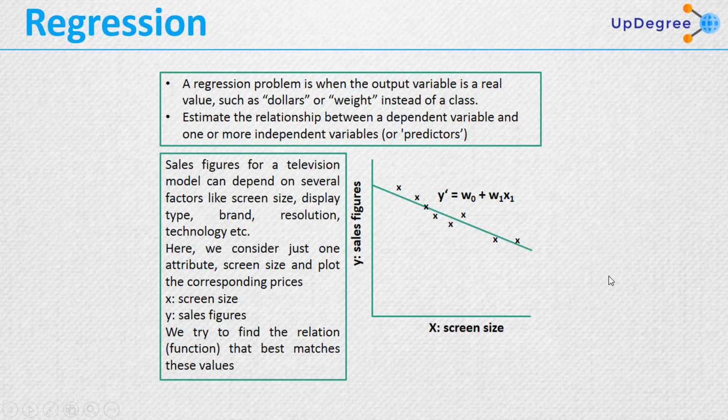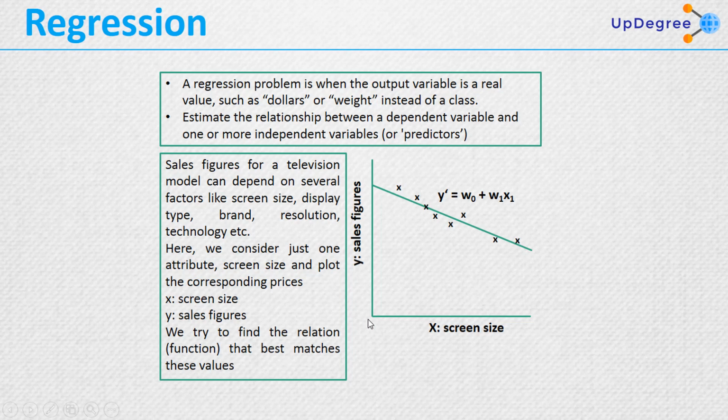So here we have regression. A regression problem is when the output variable is a real value, such as dollars or weight, instead of a class. That means regression can be applied when our data set is continuous. And you know that in supervised learning, when the data set is continuous, we can go for regression, to estimate the relationship between a dependent variable and one or more independent variables or predictors.